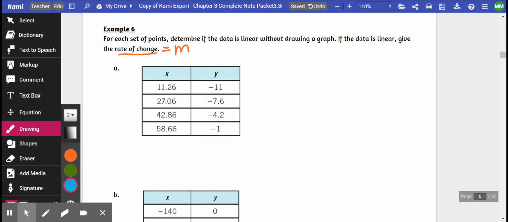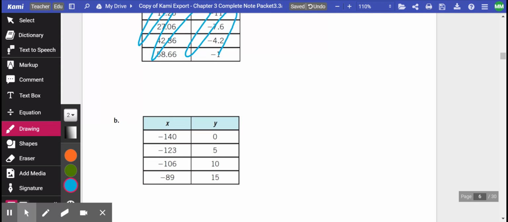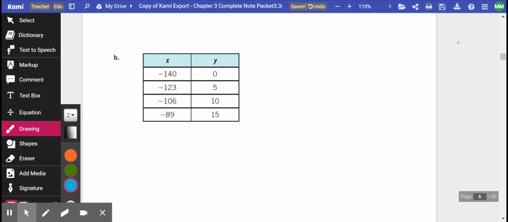So let's go ahead and start with A. Actually, I'm going to have us first start with B and not worry about A just because of the decimals. So looking at this one, we're going to find what the change is from one y value to the next. So from 0 to 5, that's an increase of 5. 5 to 10, increase of 5. 10 to 15, that's an increase of 5. All right, so we can see that all of them on the right side for the y values keep increasing by the same values. Let's see if the same is true for the x's.